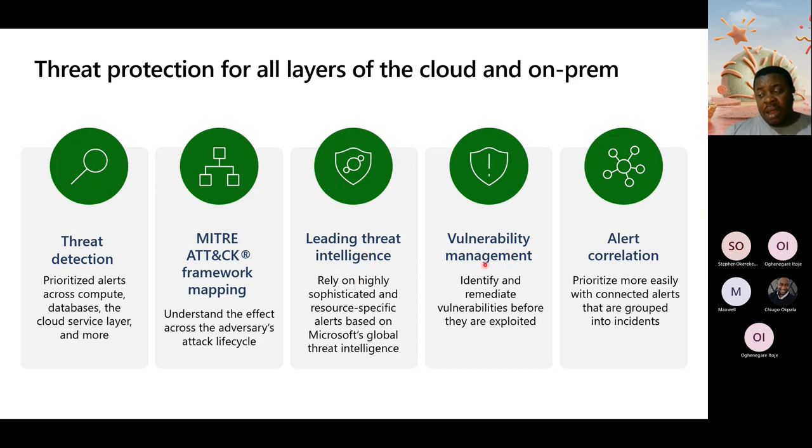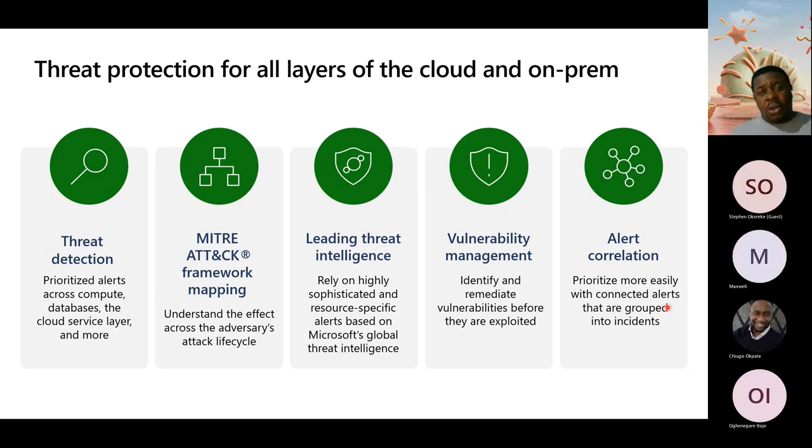Embedded in it is also vulnerability management, where we identify and remediate vulnerabilities before they are exploited. Remember what I just said about reconnaissance: it is able to detect anomalies, such as someone running a port scanner. It has information about that user profile, the IP address, its location, and traffic headers, just to mention a few, everything you need for identifying and assessing a vulnerability. And there we're looking at alerts. Alert correlation prioritizes more easily, with connected alerts grouped into incidents. We can look at incidents as another Microsoft service. Most likely we'll be discussing this in our next meetup, which is Microsoft Sentinel.